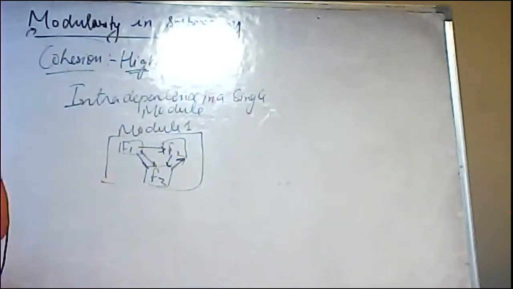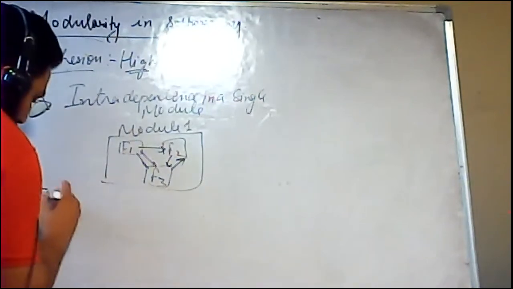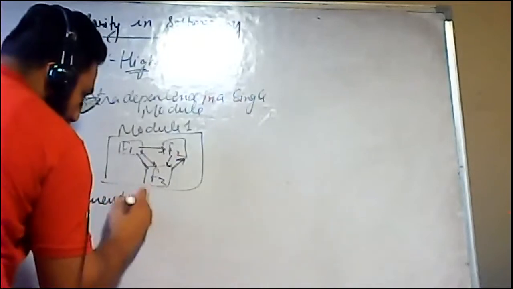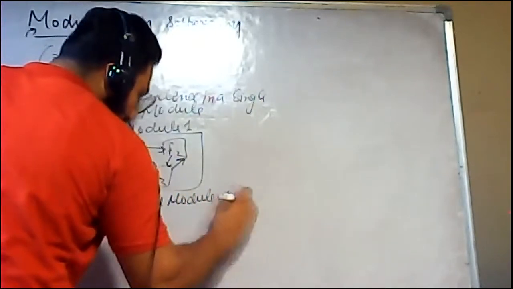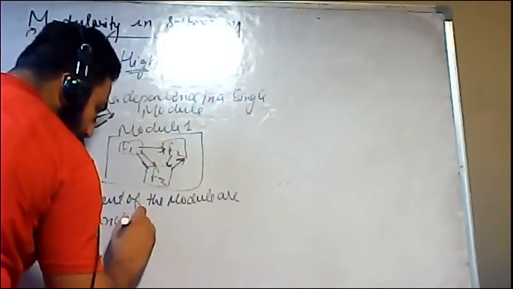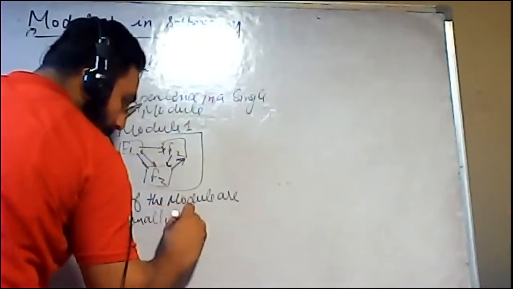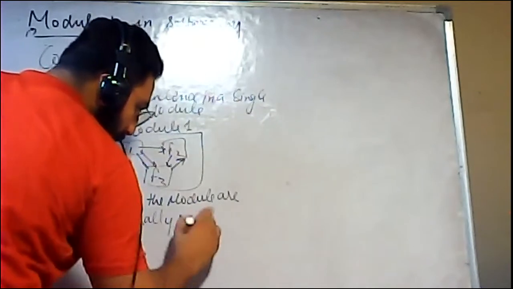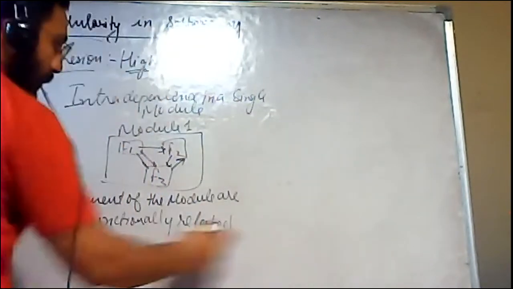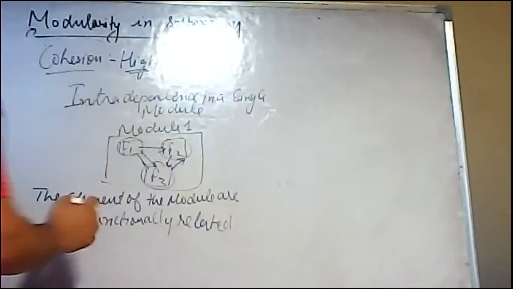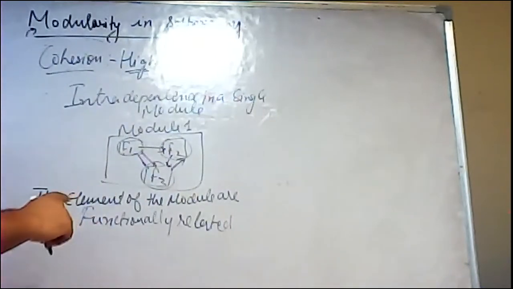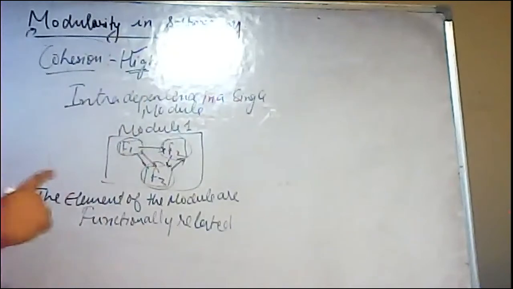In a simple definition, cohesion means the elements of the module are functionally related. It means the functionality of the functions is related to each other. That is cohesion, and while designing, cohesion should be high.